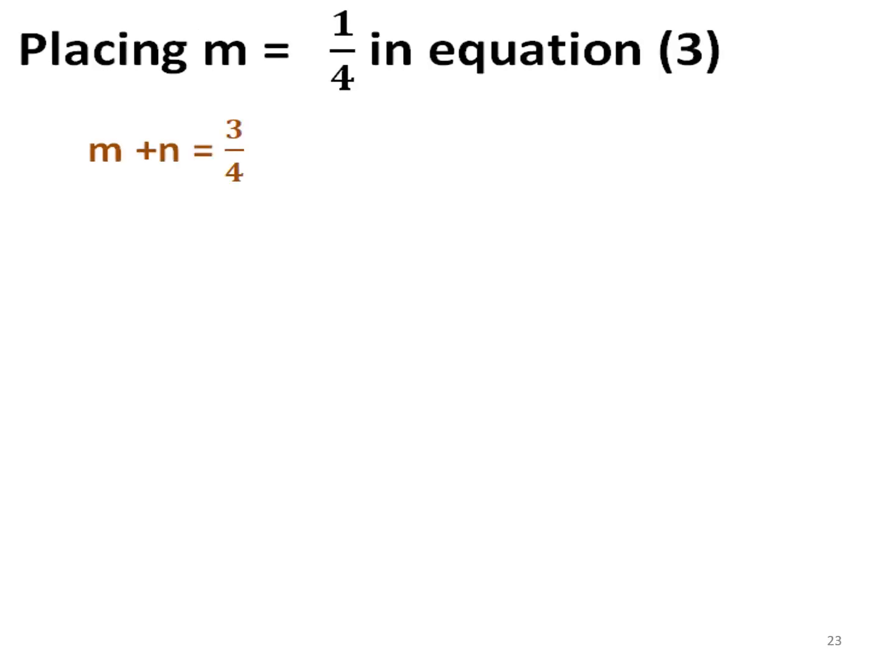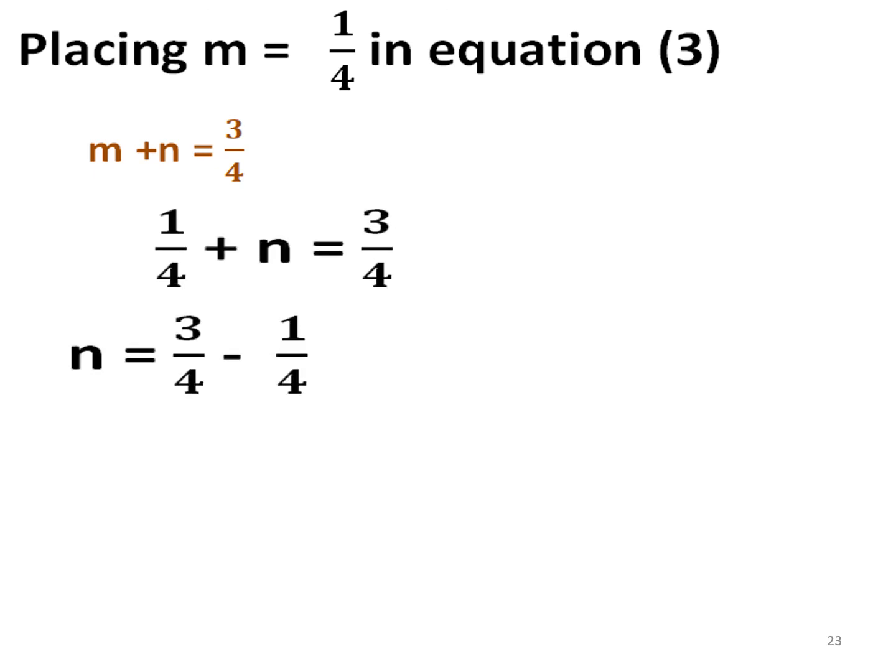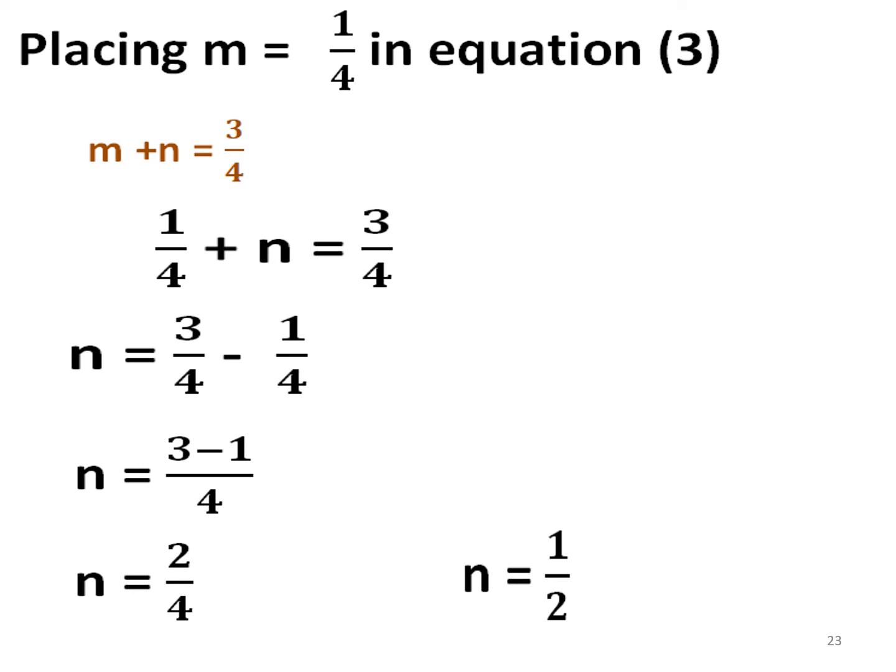Placing m is equal to 1 upon 4 in my equation 3, m plus n is equal to 3 upon 4. So 1 upon 4 plus n is equal to 3 upon 4. Moving 1 upon 4 from the left hand side to the right hand side, n is equal to 3 upon 4 minus 1 upon 4. Like denominators, so n is equal to 3 minus 1 upon 4. n is equal to 2 upon 4, which is nothing but n is equal to half.